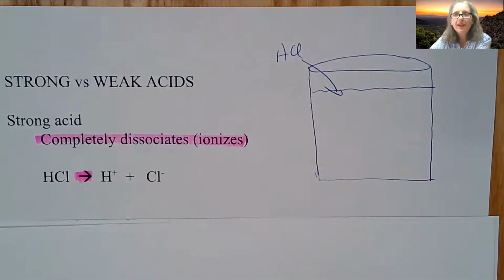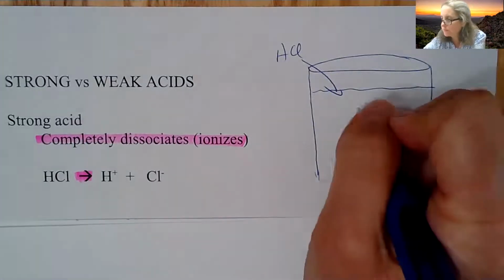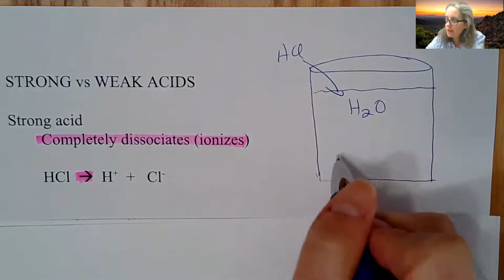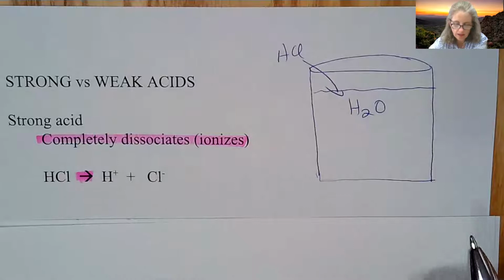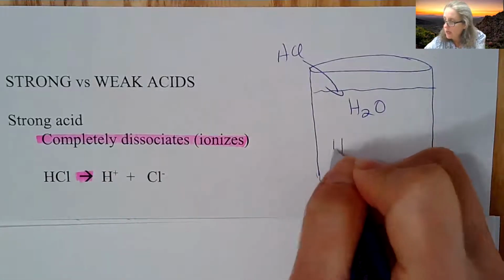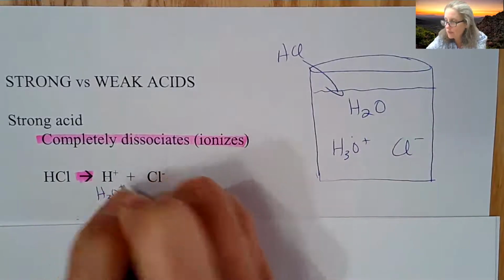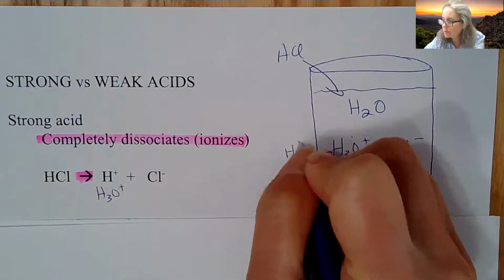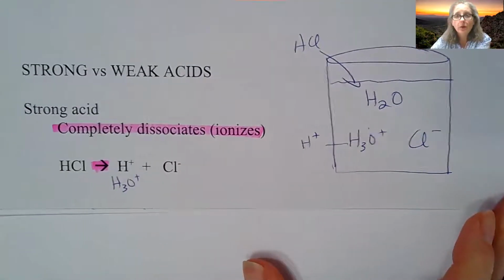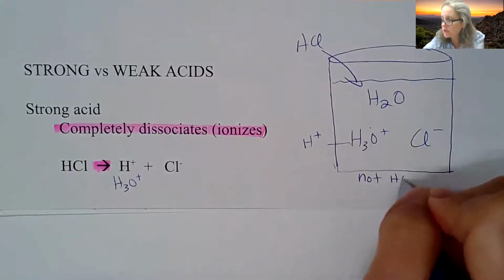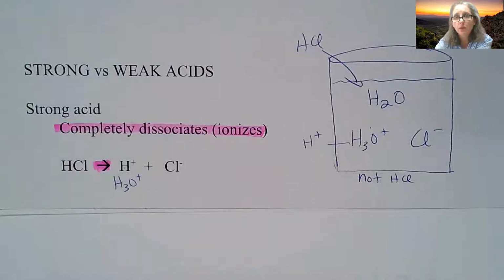Well, what's the predominant species in that beaker? Of course, it's going to be water. No matter what I dump in there, the water is going to be the biggest thing that you have in there. So what do you have floating around once you have dumped the HCl in? You have produced hydronium ion and chloride ion. Please know hydronium ion and H plus are interchangeable in the world of chemistry. I don't care how you write it, but the more correct way is to write hydronium ion. You will not find any HCl in there as a complete molecule. So that's what it means to completely dissociate.